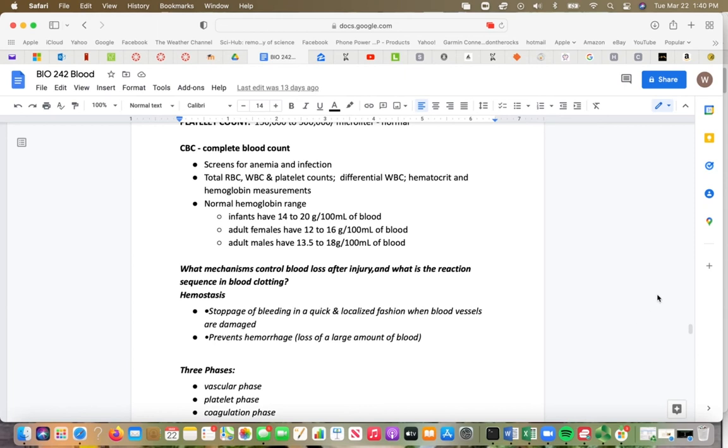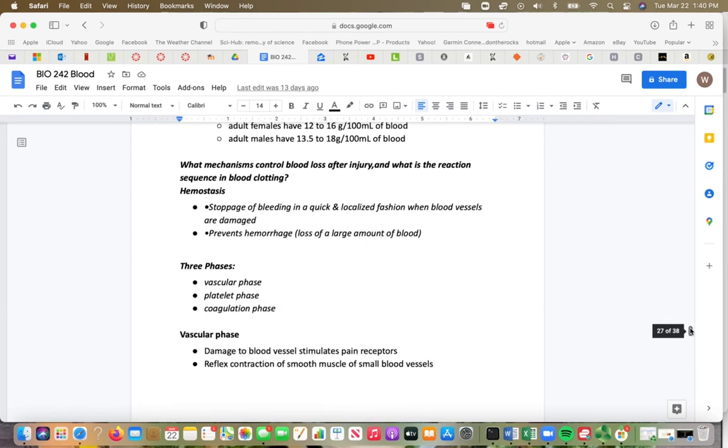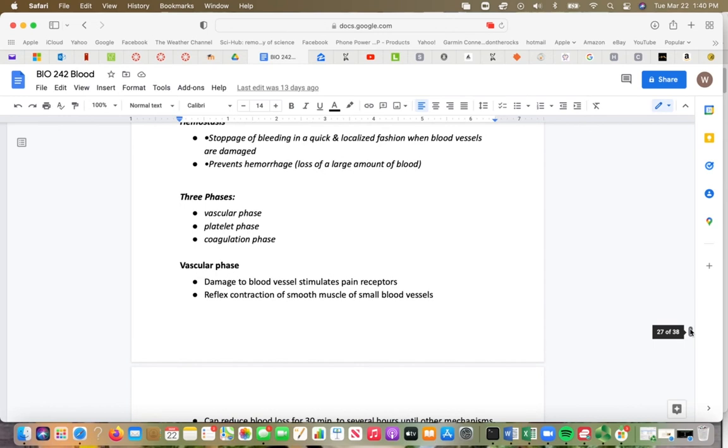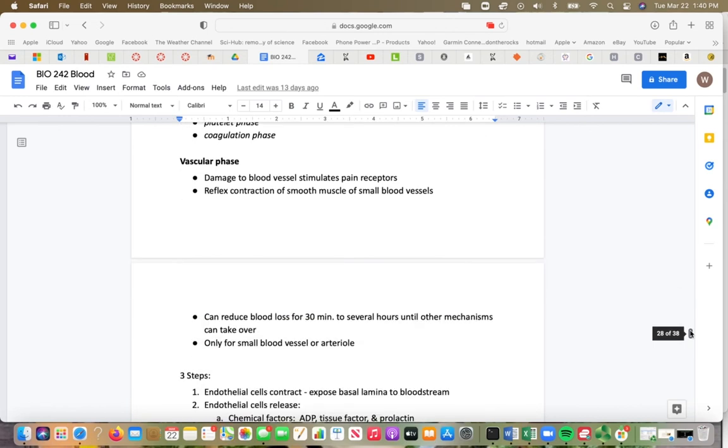So hemostasis is the stop of blood loss. It stops the bleeding. It's quick, it's localized, and it's to prevent hemorrhage. Hemorrhage would be a large amount of blood loss. There are 3 phases: the vascular phase, platelet phase, and coagulation phase.